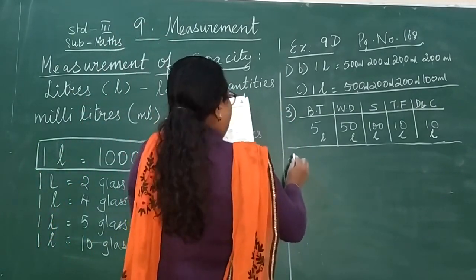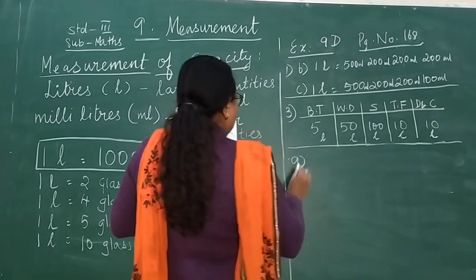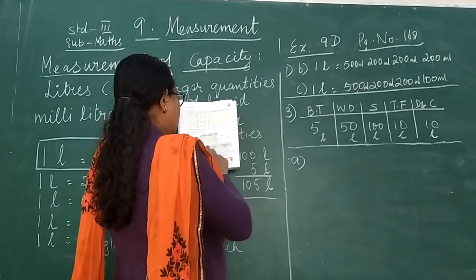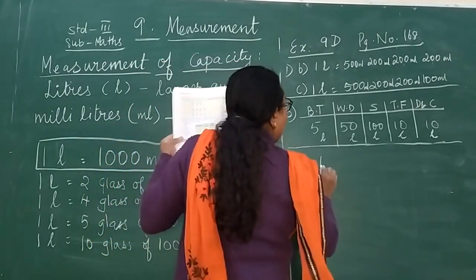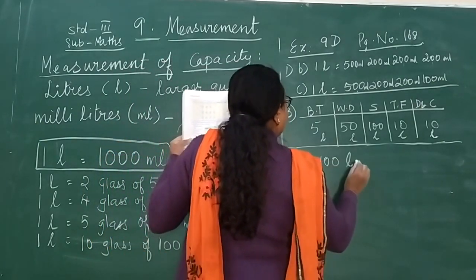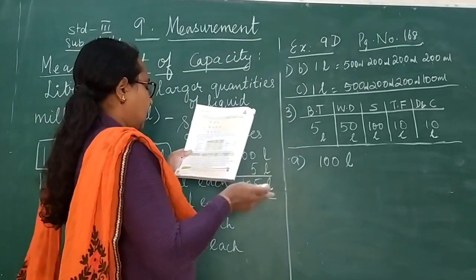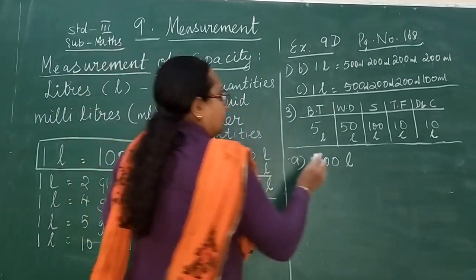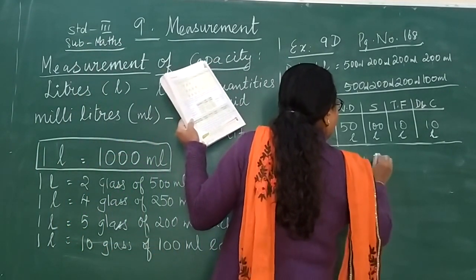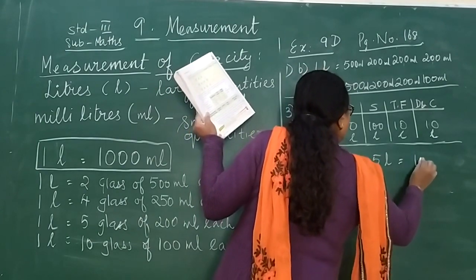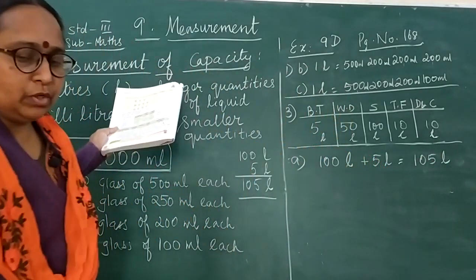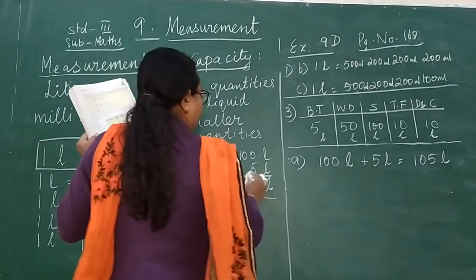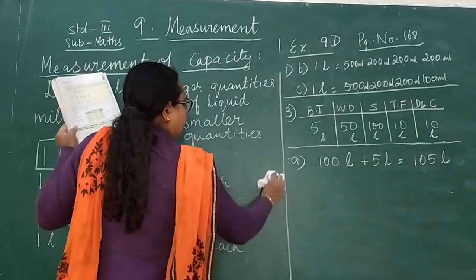Third one, A. So the first one is what? How much water is used for showering? Showering he is using 100 liters of water. And brushing he is using 5 liters. 100 plus 5, so you have 105 liters. So in total he will be using 105 liters of water, right?